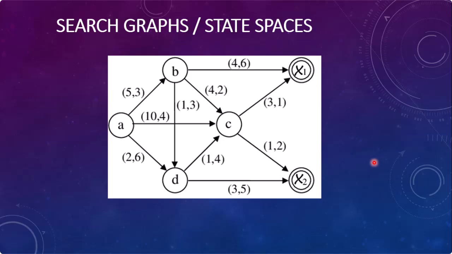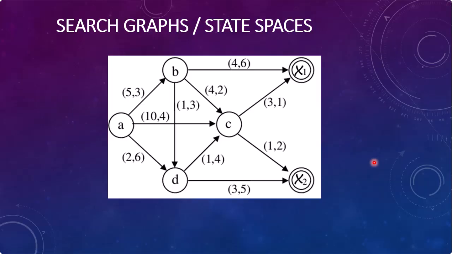So to go to X1, the AI could move from A to B to X1, or A to C to X1, or A to D to C to X1. So those are the possibilities to go to X1. So for it to optimize the paths, if distance is your priority, you want the shortest possible path, you know that you can do the mathematics by adding up the first number in the pair.